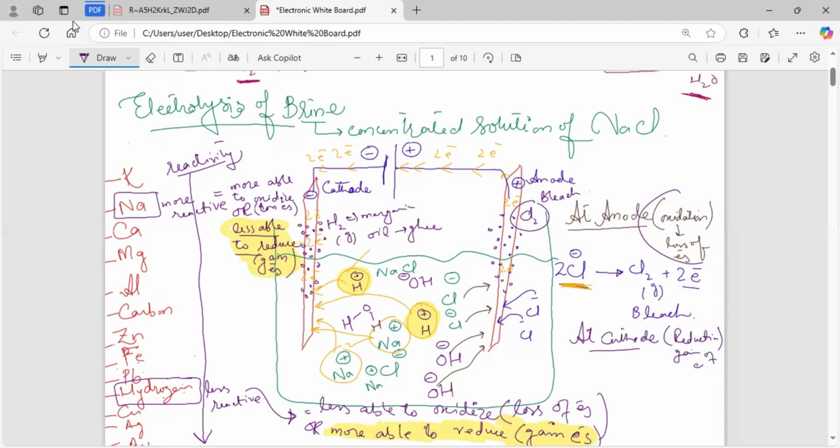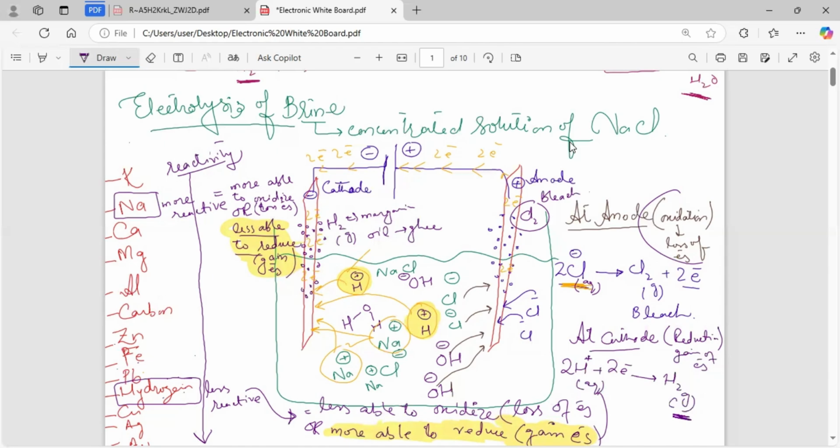Reduction means gain of electrons. So one H positive will gain one electron. And as we know that hydrogen exists in the form of H2 gas, two hydrogen ions or protons will gain two electrons to form hydrogen gas. To form what? Hydrogen gas. This was the aqueous solution, so in the aqueous state it will be producing hydrogen gas, right?